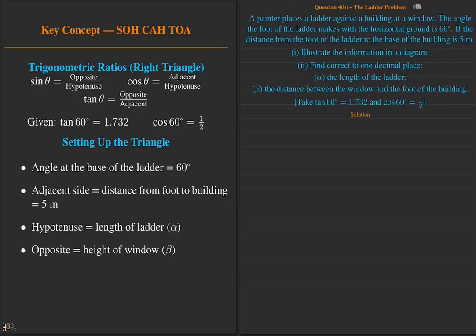Now, this is a question that involves triangles and trigonometric ratios, specifically what we call SOHCAHTOA. So let's quickly look at the concept here before we come back to the question. To understand the concept, we need our right angle triangle. A right angle triangle is simply a triangle with one of its angles being 90 degrees. So this is our 90 degrees over here.